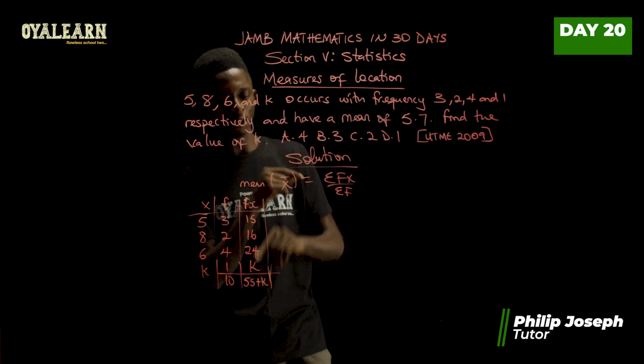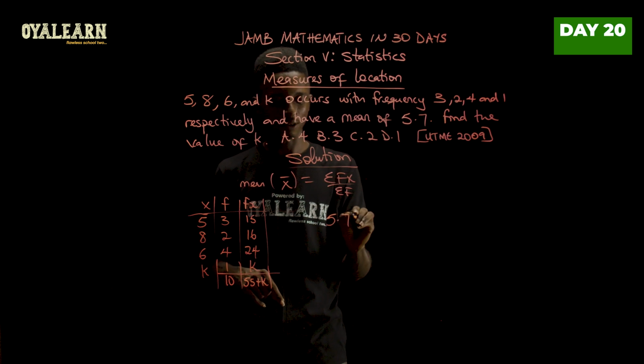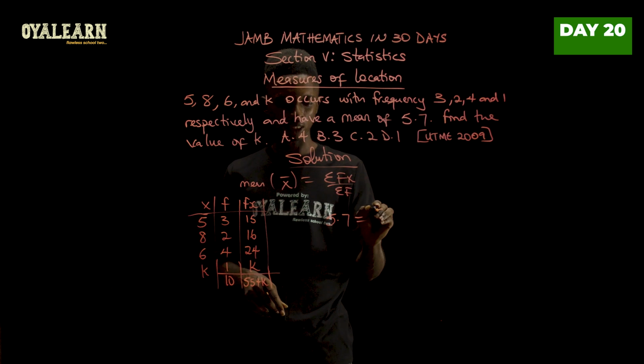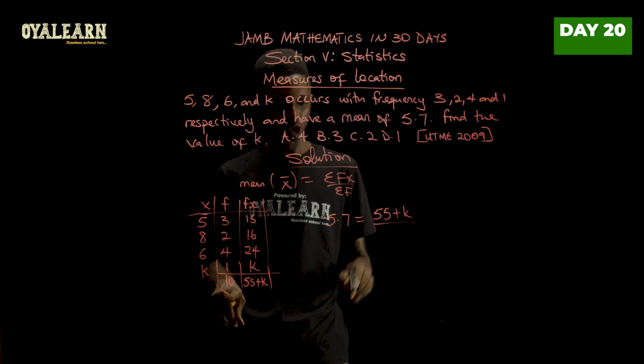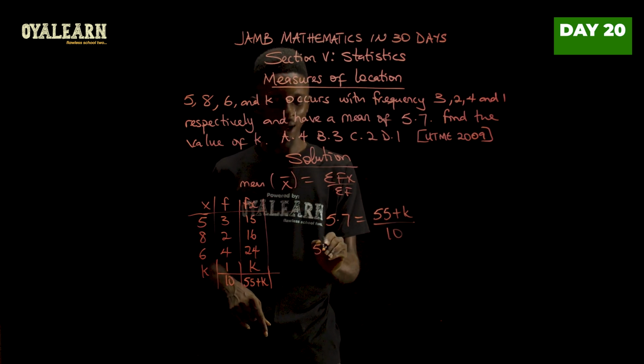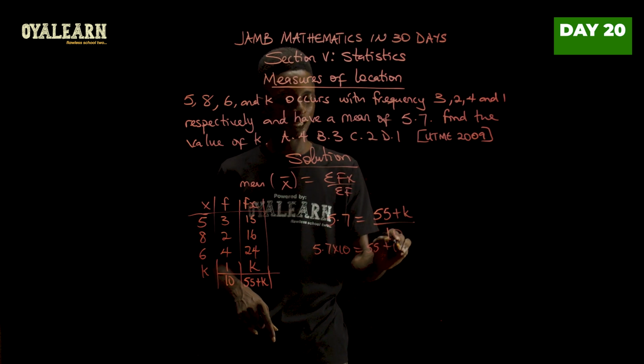Now applying this formula, x bar is 5.7. Now this equals summation fx, which is 55 plus k divided by summation f, which is 10. So when we cross multiply, we see that we have 5.7 multiplied by 10 equals 55 plus k.